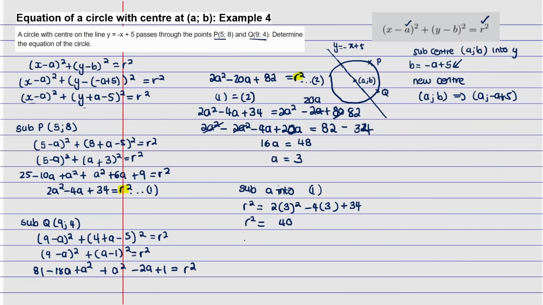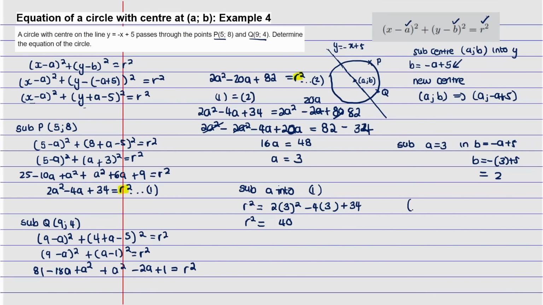So now I'm going to substitute. Let me just do it here. Substitute a equals 3 into b equals negative a plus 5. So b is equal to negative 3 plus 5, which is going to be 2, right? So we have our b.